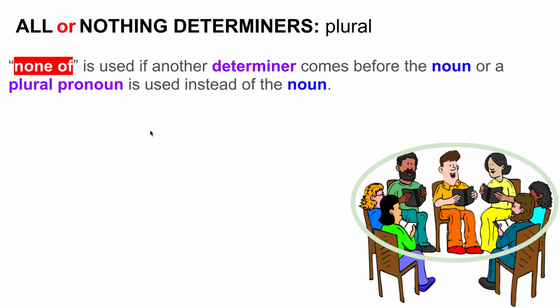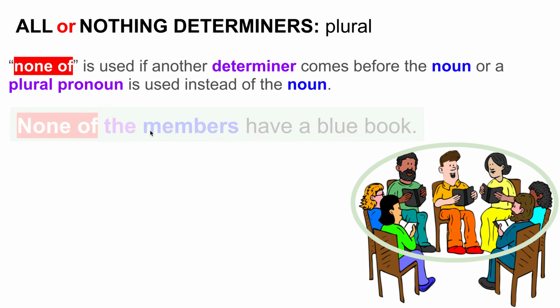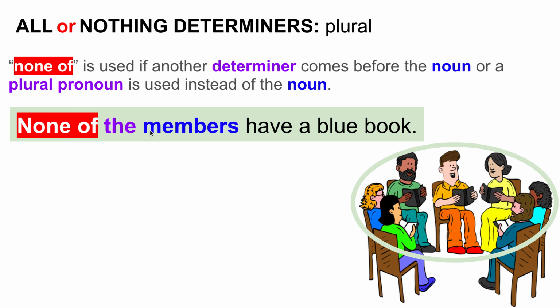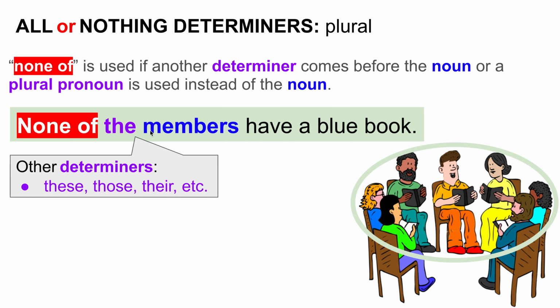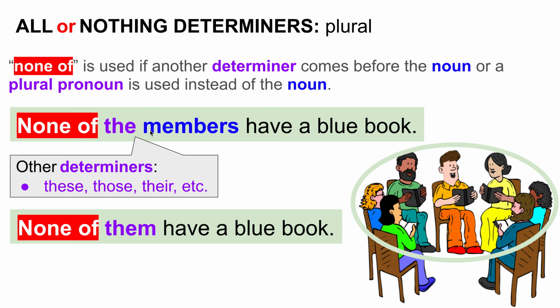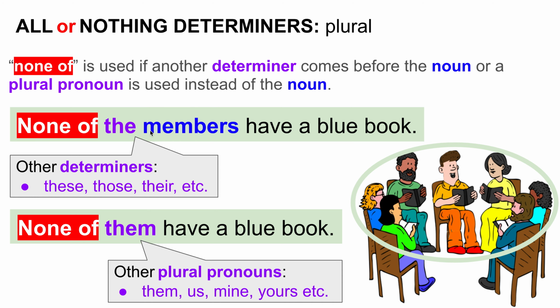Let's move forward now. If a determiner comes before the noun, or if a plural pronoun replaces that noun, then of course we have to use none of. Okay, so similar to all of. So none of the members have a blue book. Okay, here the determiner is the. Once again, and again replacing the plural pronoun with them. None of them have a blue book. And again, other plural pronouns are mine, yours, us, them.